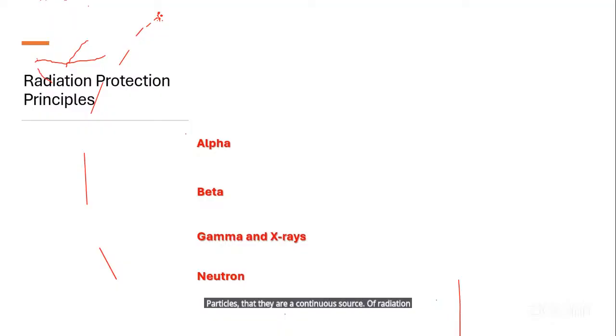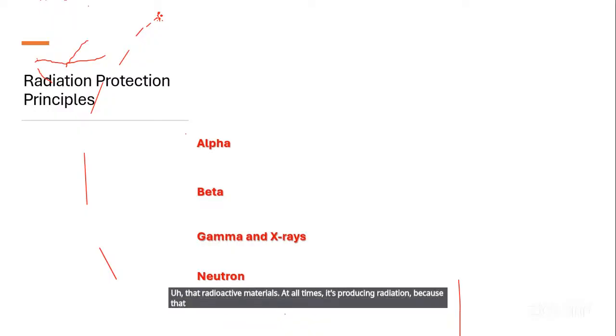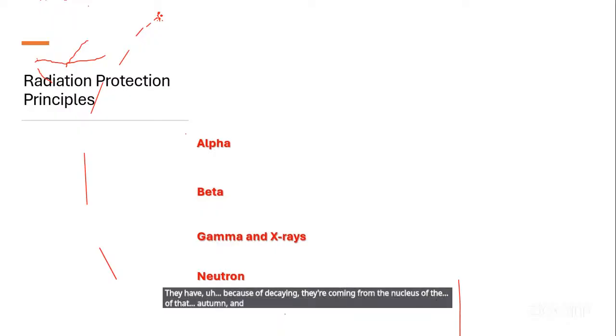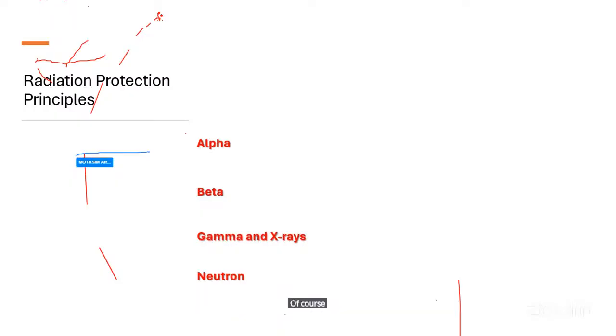Whenever you have radioactive materials, at all times they are producing radiation, because the alpha or beta particles come from the decaying nucleus of that atom, and they will affect people. The alpha can travel only about 0.4 meters or 40 centimeters at a maximum, because it's a very large particle, and it will not penetrate through the skin. So your skin will stop it, or a piece of paper will stop it.